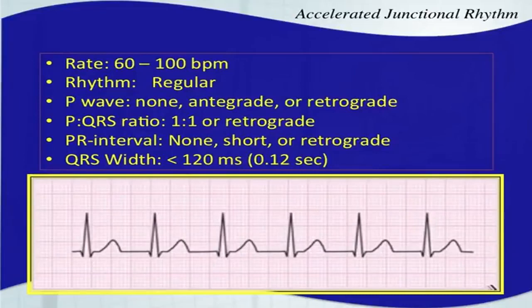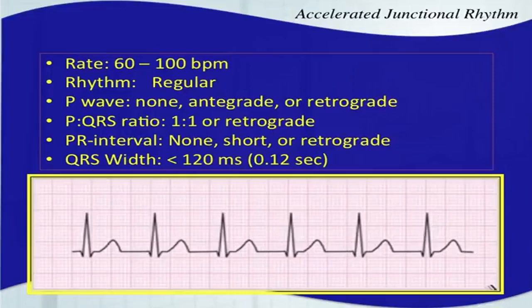And you will have the same rules. It should be regular. You'll either have no P wave, you'll have an antegrade P wave with a short PR interval, or you'll have a retrograde P wave. If you do see the P wave, you'll have only one for every QRS complex. Again, the PR interval will be either short, it won't exist, or the P wave will come after the QRS complex, and the QRS width should still be narrow.